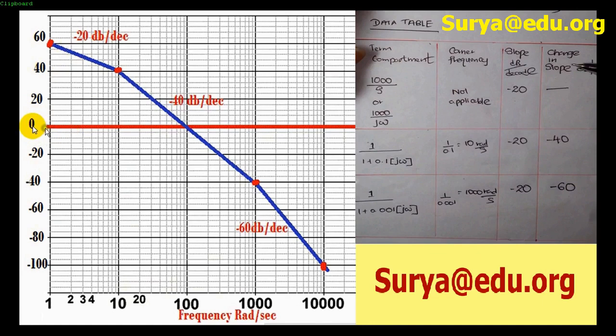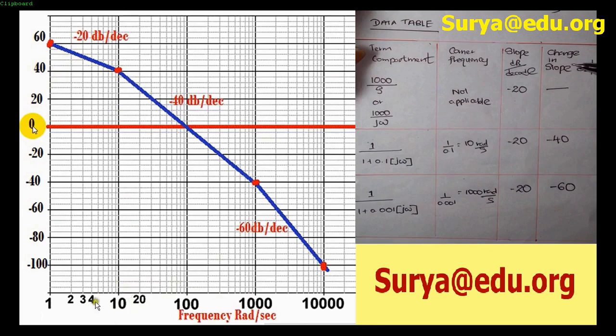Then above the 0 you have the positive magnitudes, and below the 0 line you have the negative magnitudes. So it's very easy. The first coordinate is 1 radian per second, 60 decibels, and the second one is 10 radians per second, which is omega c1. The respective magnitude is the 20 log of the first term, as you can remember. So we calculated that.